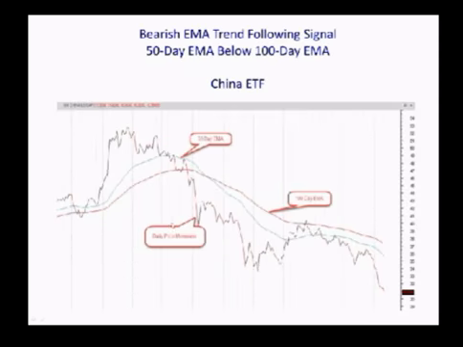Here's an example of a sell signal. This is for the China ETF, and we can see this is the daily price movement of the ETF right here. And the blue line, again, is the 50-day EMA. We can see right here it crossed below the red line, the 100-day EMA. So at that point, the China ETF was on a sell signal. And again, as long as that blue line remains below the red line, then that stock or ETF is on a sell signal.